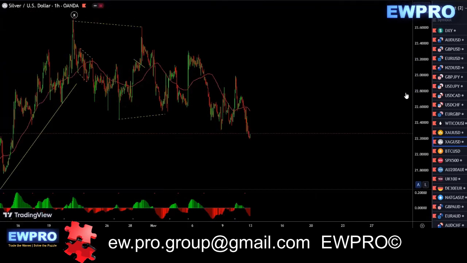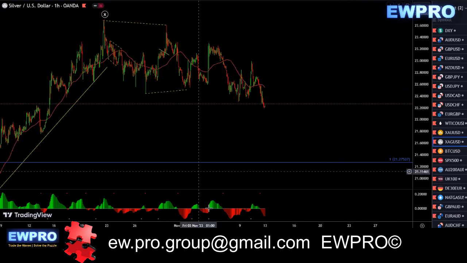On the H1, there's really not much on it now because we're already starting to get that bullish divergence. This was looking very bearish in here.